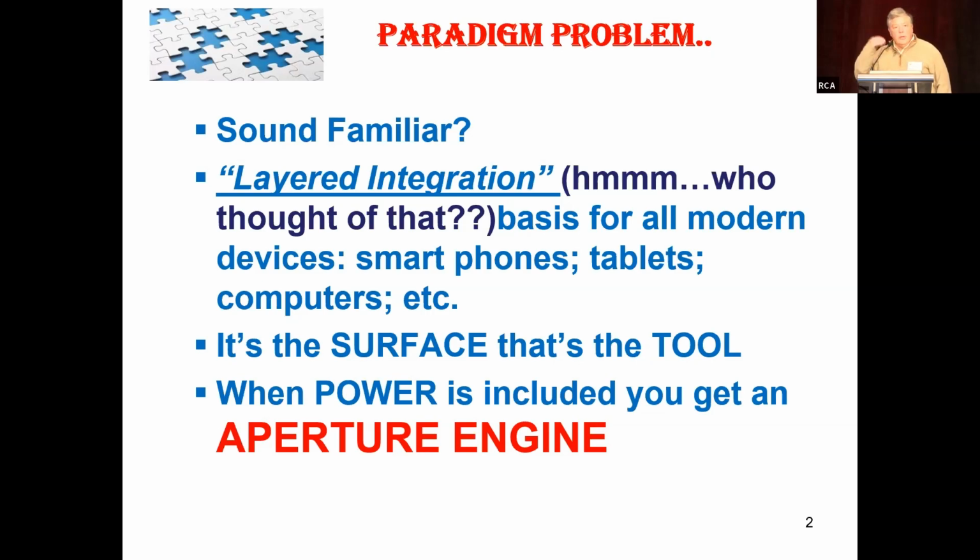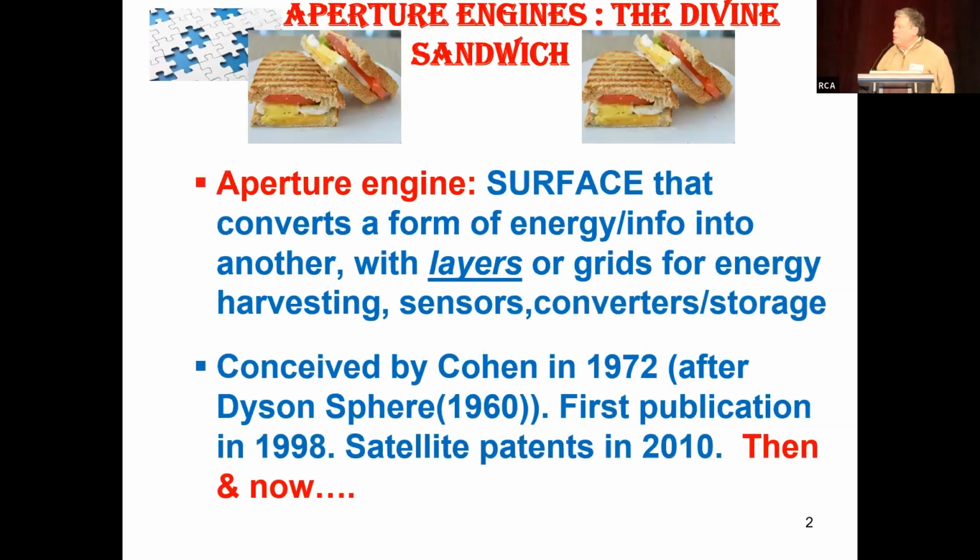Now, when you include the notion of power harvesting, power gathering, then you get something that I coined an aperture engine, which I also call the divine sandwich. So an aperture engine is a surface that converts a form of energy or information into another with layers or grids of energy for harvesting, sensors, converting, and storage.